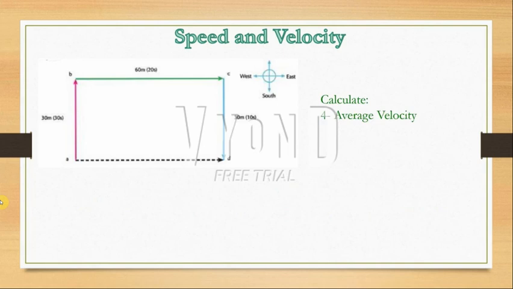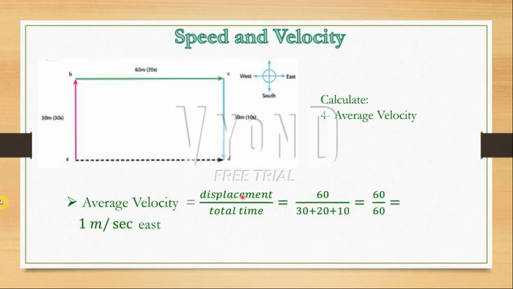Now let's calculate the average velocity. Average velocity equals displacement over total time. Displacement, the length between the start point and the end point, equals 60 meters, divided by the total time, 30 seconds plus 20 seconds plus 10 seconds, which is 60. So it's 60 divided by 60. The velocity equals 1 meter per second to the east.